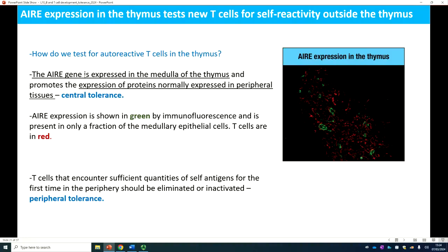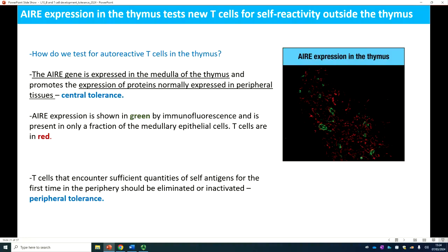So this is expressed in the medulla of the thymus, and you can see on this slide it's shown in green, and then the T cells are shown in red. You can see that they're all in close proximity, but essentially by expressing this particular gene, it allows the cells within the thymus to express proteins that would normally be found in the periphery.